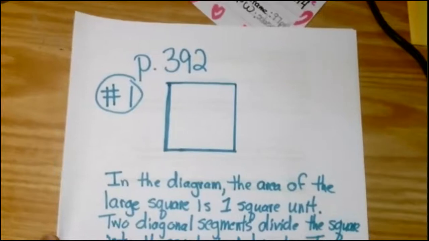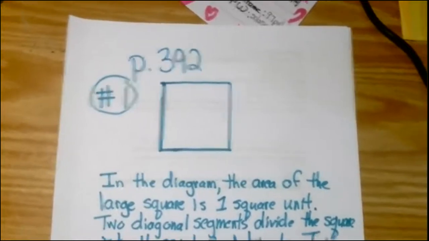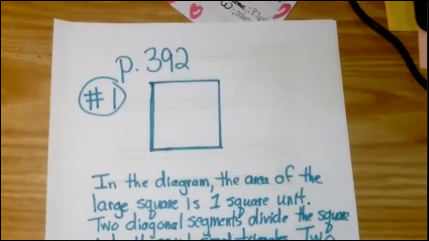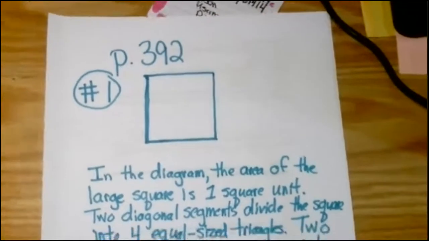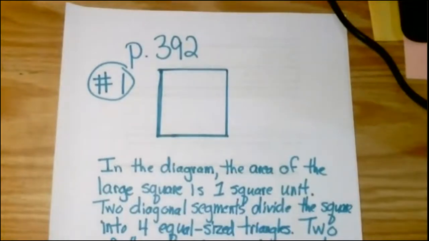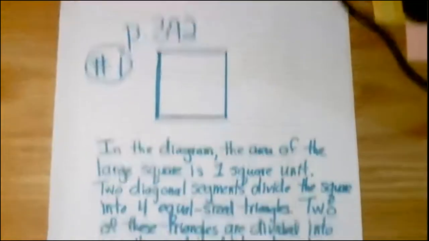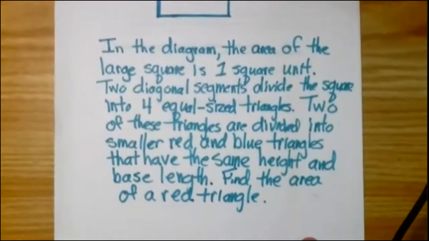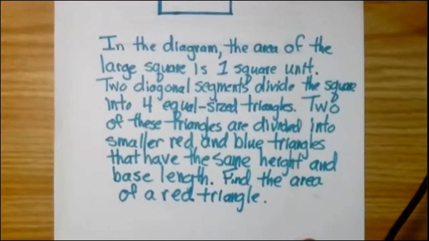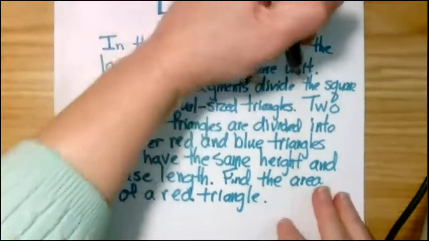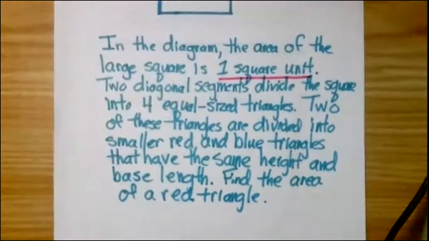Okay, we are on page 392, and I've drawn part of question number 1. So take a look at that in your book. I also wrote the question. It says, in the diagram, the area of the square is 1 square inch. So let's underline that. Always underline the important parts. 1 square inch. 2 diagonal segments divide the square into 4 equal-sized triangles.